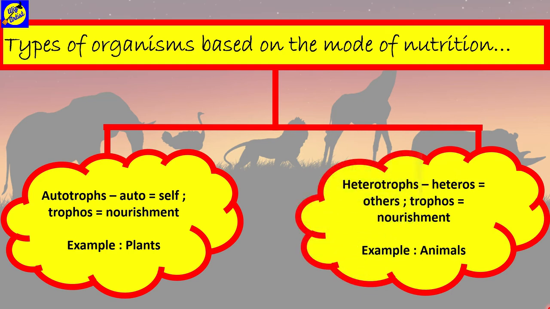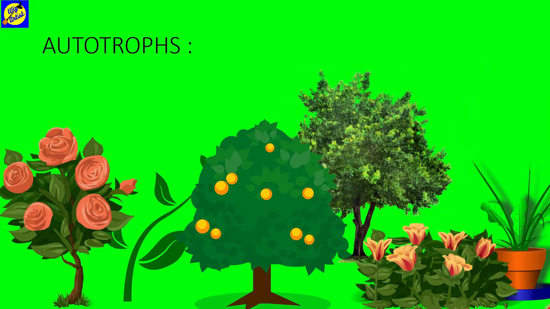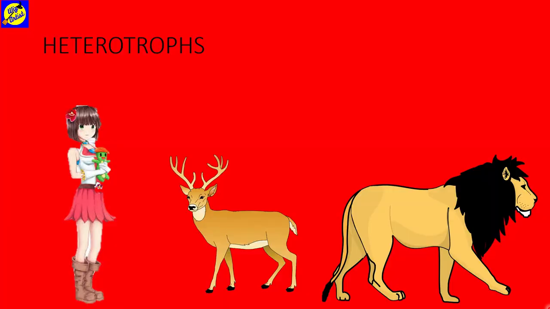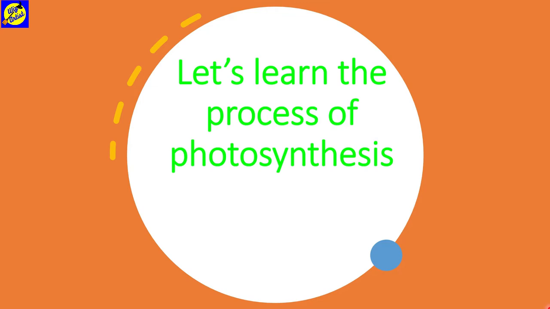On the other hand, there are heterotrophs, unlike autotrophs, wherein heteros means others and trophos means nourishment. An example is animals. Heterotrophs means nourishment from others, meaning they get their nourishment from others. They are not self-dependent. They are dependent on autotrophs or other heterotrophs for food. So here are a few autotrophs, which are plants, and here are a few heterotrophs, which are animals and humans. Now let's learn about the process of photosynthesis. So what is basically photosynthesis?